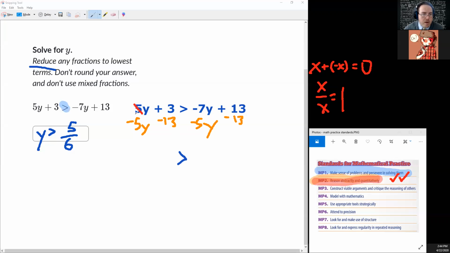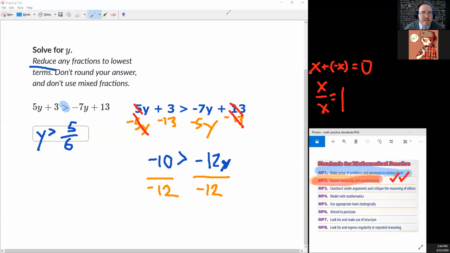5y minus 5y makes 0. 3 minus 13 would be negative 10. And then negative 7y minus 5y would be negative 12y. And 13 minus 13, there's another 0, cancels each other out. Okay, so now the next step, if we had decided to do it this way, we would have to divide by negative 12 to get y by itself, both sides.